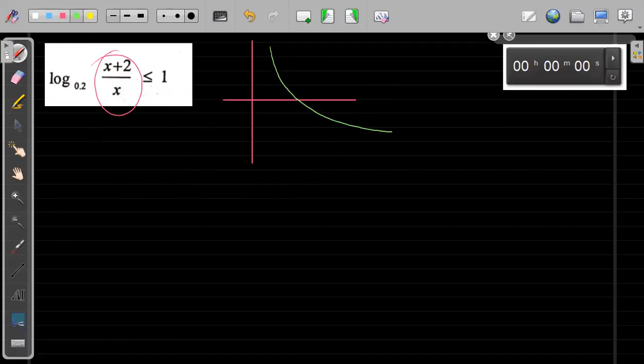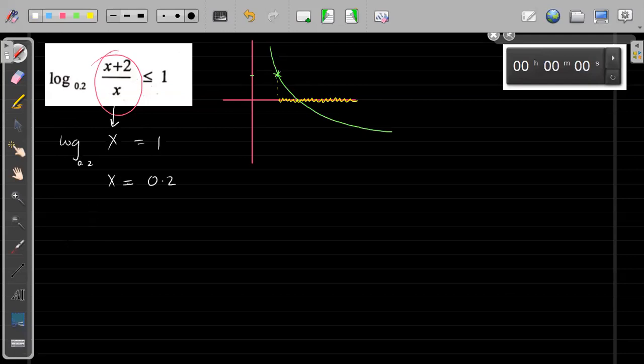They are saying this is less than or equal to 1. So you will have some value here which will give you 1. The graph will take all these values, right? So first I will check for which value of this it will be equal to 1. So log base 0.2 of capital X equals 1, which means capital X should be equal to 0.2, right?